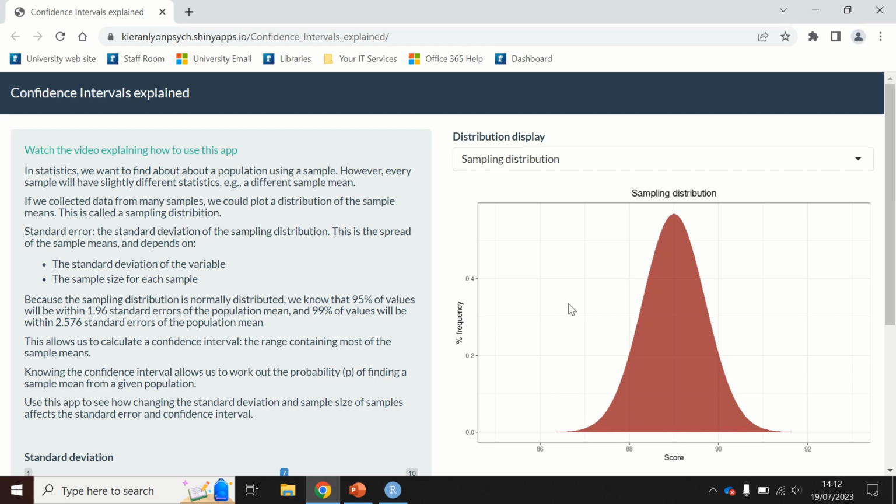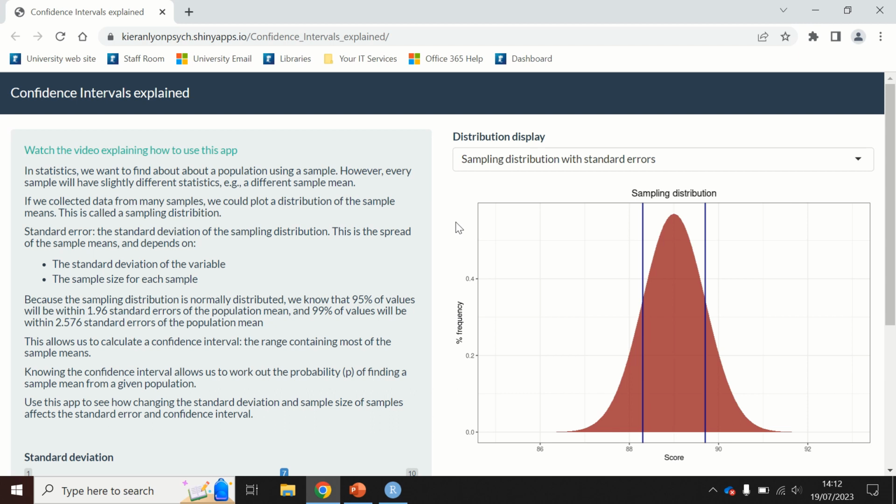Now, the principle is the same here, but when we're looking at a sampling distribution, we don't call it a standard deviation, we call it something slightly different. We call it a standard error. Let me show you that. So standard error just means the standard deviation of the sampling distribution.